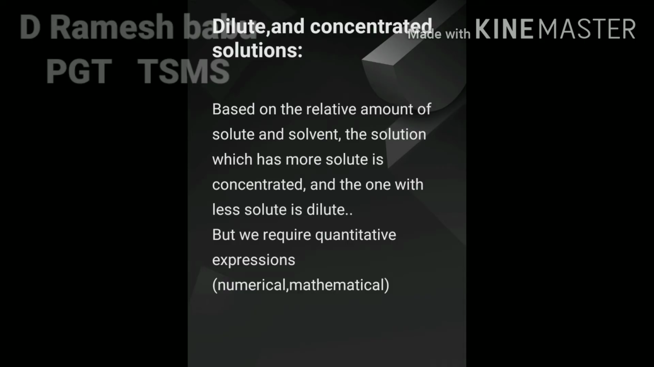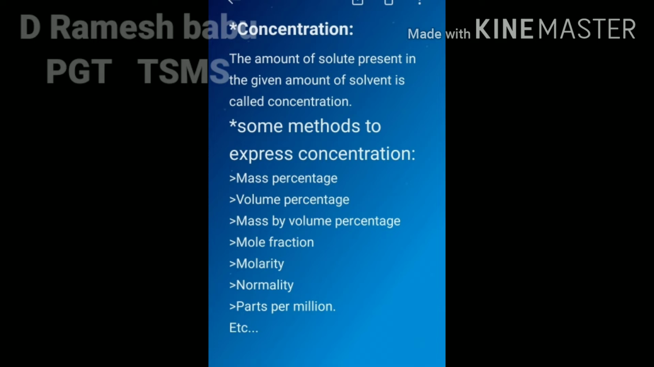Now let us see dilute solutions and concentrated solutions. Based on the relative amount of solute and solvent, the solution which has more solute is concentrated, and the one which has less solute is dilute. But we do not require this aspect, we require a quantitative expression. That means numerically, mathematically, we require some expressions, which is nothing but the concentration of the solute. In the solution, the solute is expressed in terms of concentration.